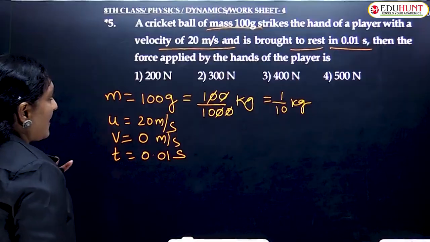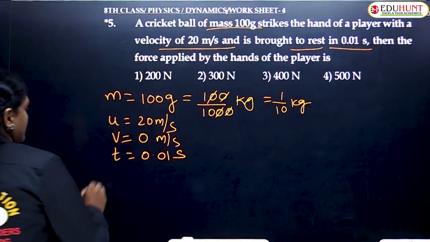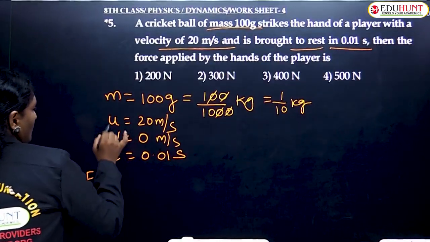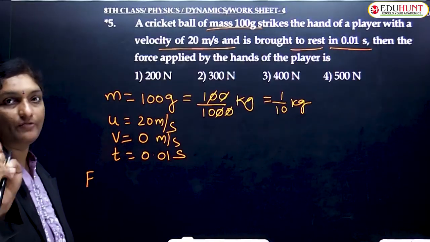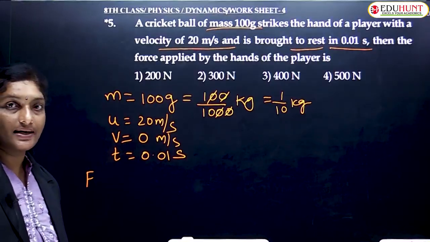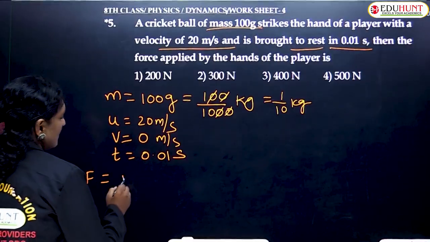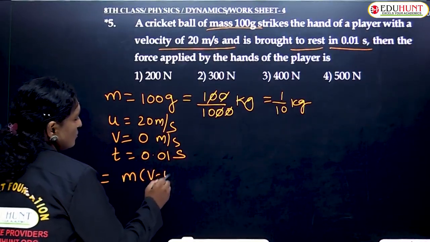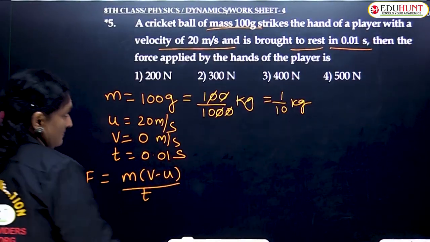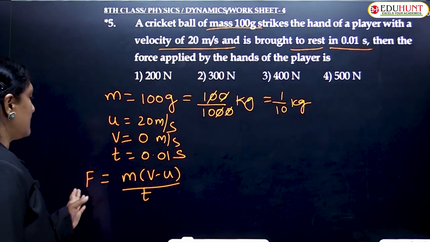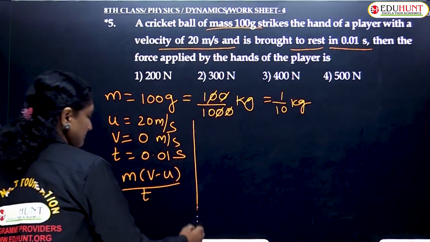Hence, the force applied by the hands of the player is. We know the formula, v known, u known, t. Second method of Newton's second law. Force is directly proportional to the rate of change of momentum. Formula wise, what you are writing? F is equal to m into (v minus u) by t. So, you are asked to find out the force.